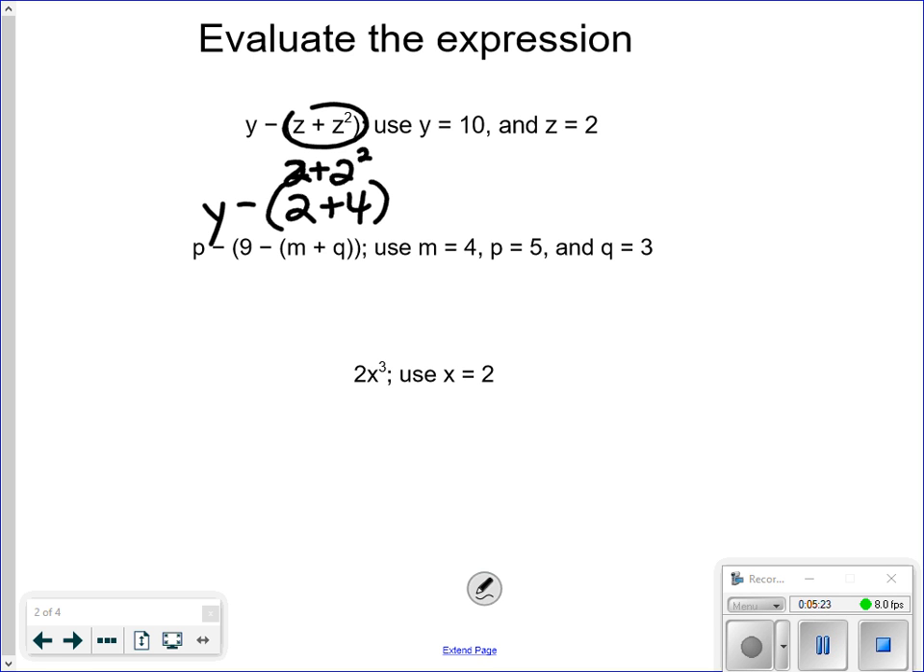So we have y minus the group 2 plus 4. Well, 2 plus 4 is 6. So we have y minus 6, and y is 10. 10 minus 6 is 4.